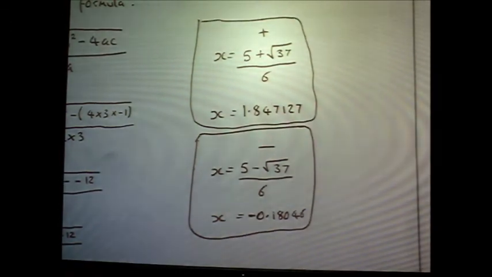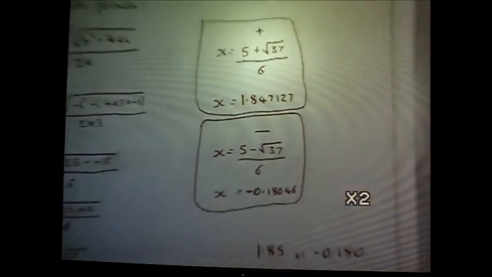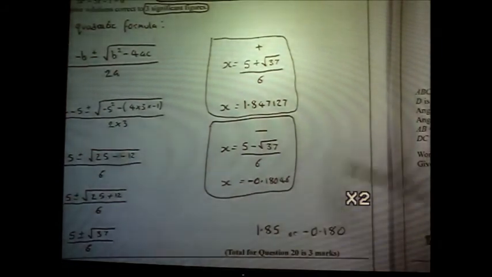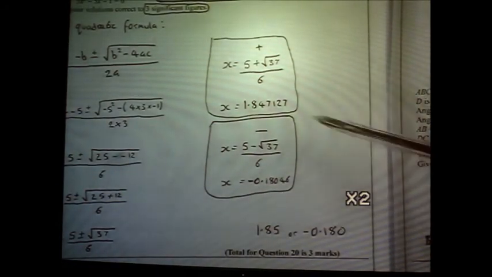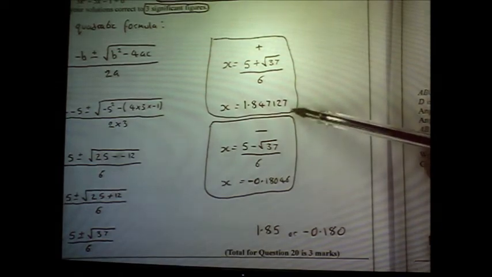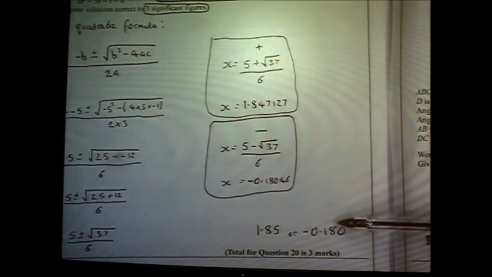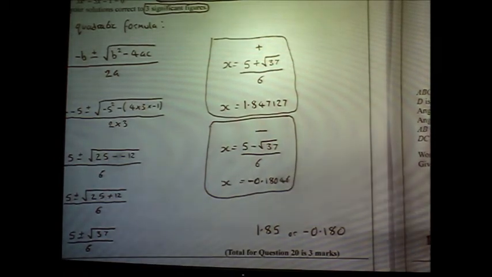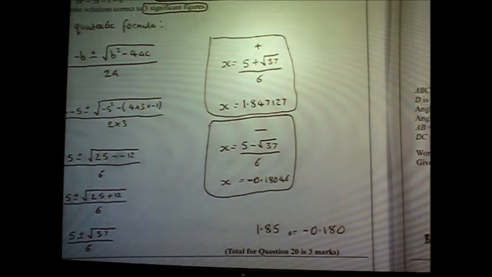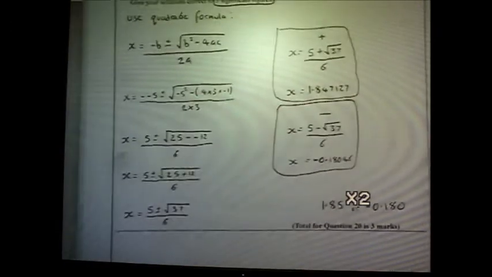It does say give it to 3 significant figures, so that's what I've done underneath. The answer is minus 1.85. Sorry, the answer is 1.85 because the 7 rounds up the 4, and this one is minus 0.180 because a 4 will not round up a 0, so you must put that 0 in. Just go back and have a look at my workings again.